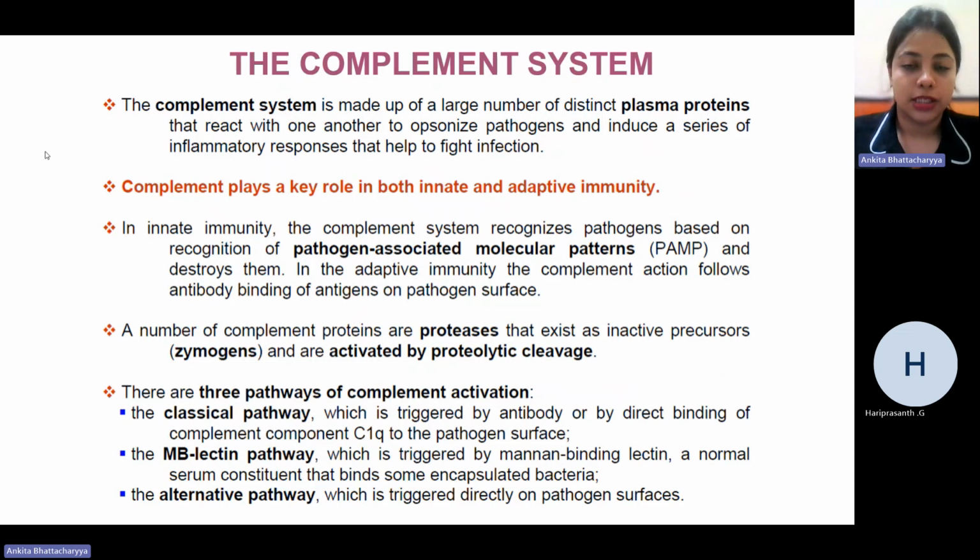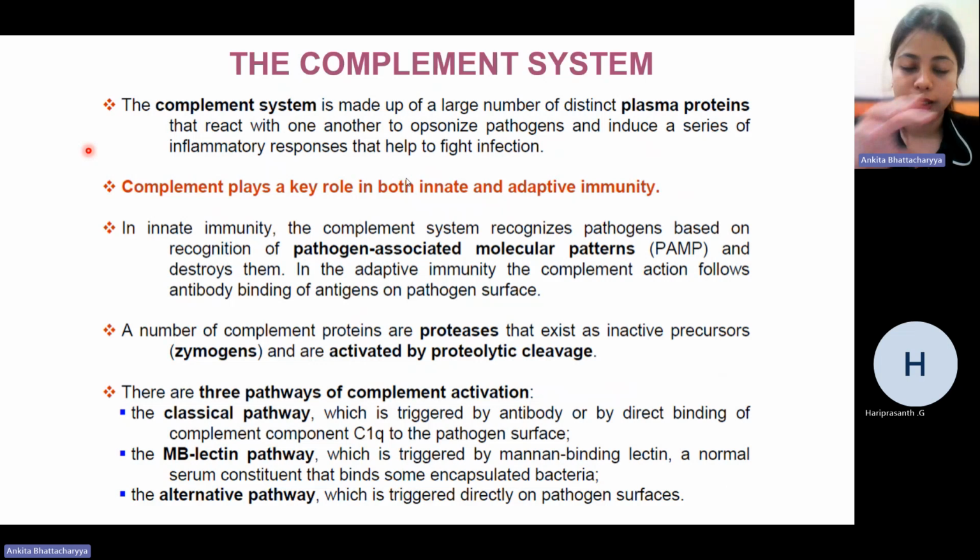So what is the complement system? What do you understand by it? The system by itself is considered to be made up of a large number of distinct plasma proteins, which are able to interact with each other. What they do is they opsonize pathogens and they induce a series of inflammatory responses that help to fight infection. Obviously, if it is part of the immune system, it is helping you fight off some sort of pathogen or infection.